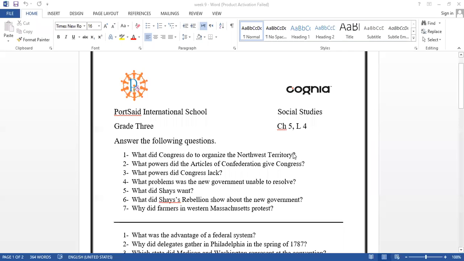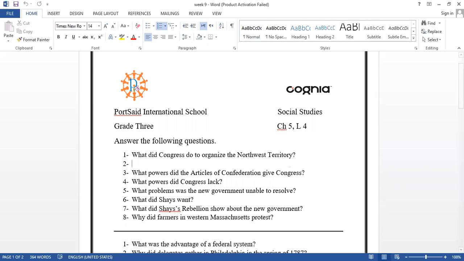Tell me, habayebi. Speak about the Northwest Territory, how it was organized. Yes, Yasin. Tell me, Yasin, how it was organized. It was organized into ordinances or laws. Yes. They passed two ordinances or two laws. One ordinance or one law of 1785.